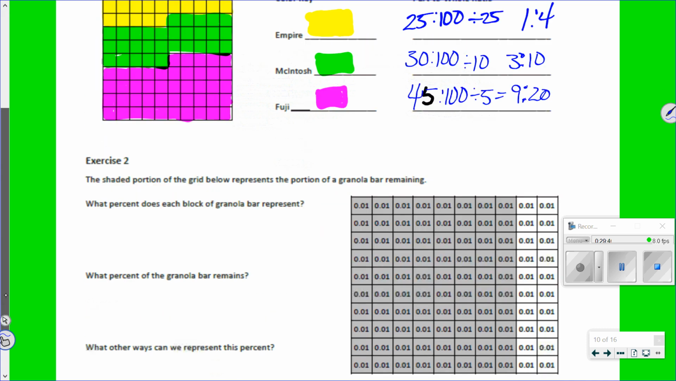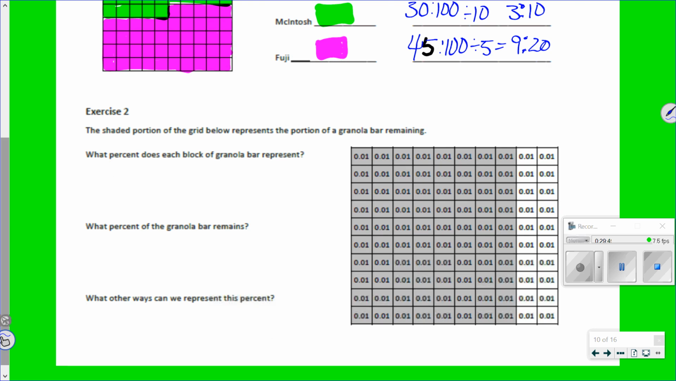Okay, so now we're going to look at this next question. The shaded portion of the grid below represents the portion of a granola bar remaining. What percent does each block of granola bar represent? So what percent does each of those blocks represent? The whole thing is 100. 1%. So each is 1%. Is everybody okay with that?